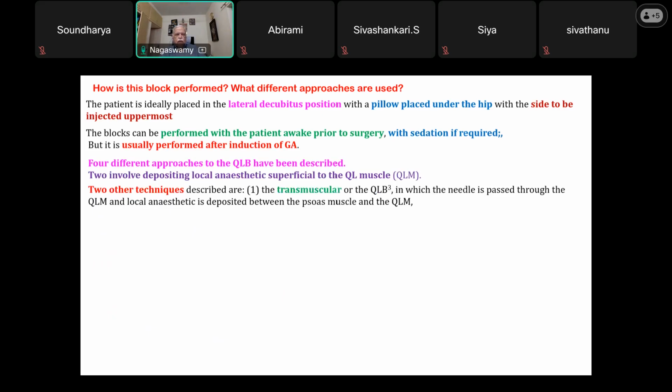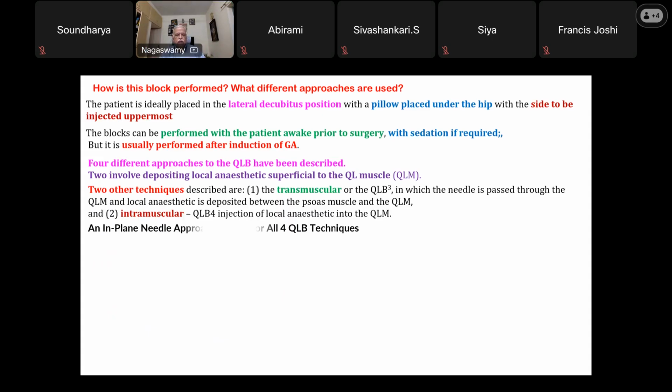There are four approaches. Two are where the drug is deposited superficial to the quadratus lumborum muscle. The third and fourth approach is through the muscle, posterior to the muscle and inside the muscle itself. So transmuscular and intramuscular are the quadratus lumborum 3 and 4 block techniques. Whereas in 1 and 2, you deposit above the muscle on either side, anteriorly or posteriorly.